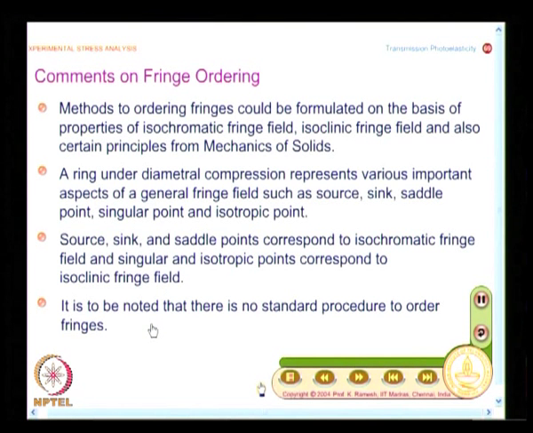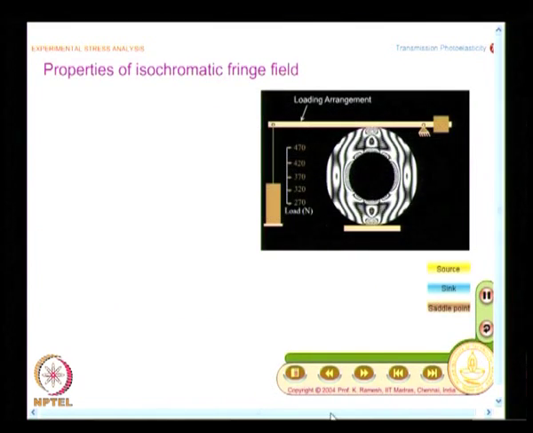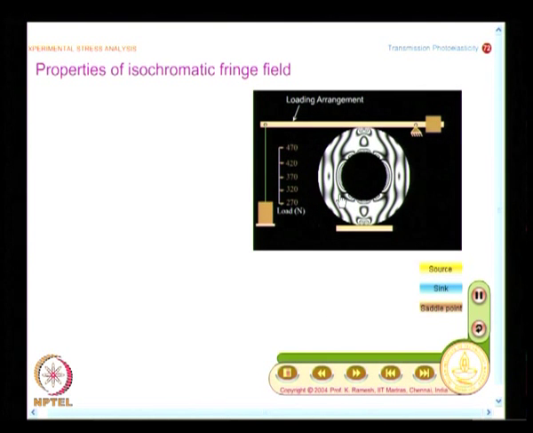It is to be noted that there is no standard procedure to order the fringes. These are only guidelines, and it is better that you look at the problem, approach it in one fashion and order the fringes, then verify this by another approach. So, I am really giving you more than one method to arrive at the fringe order. And what we will do is look at the problem of a ring under diametral compression.